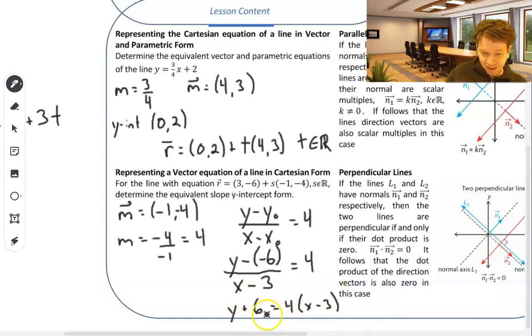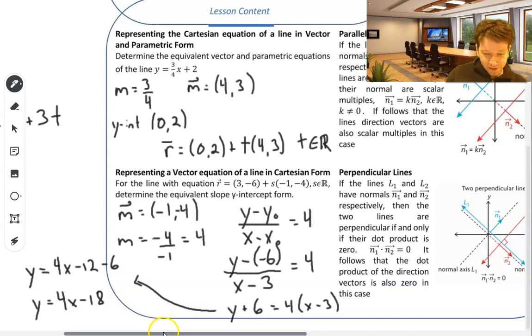Okay, I'll bring the 6 to the other side. I'm just going to do this over here because I've run out of space. So y equals, and distribute the 4, so we have 4x minus 12, and then we brought that 6 over, so minus 6. So our equation then is y equals 4x minus 18.